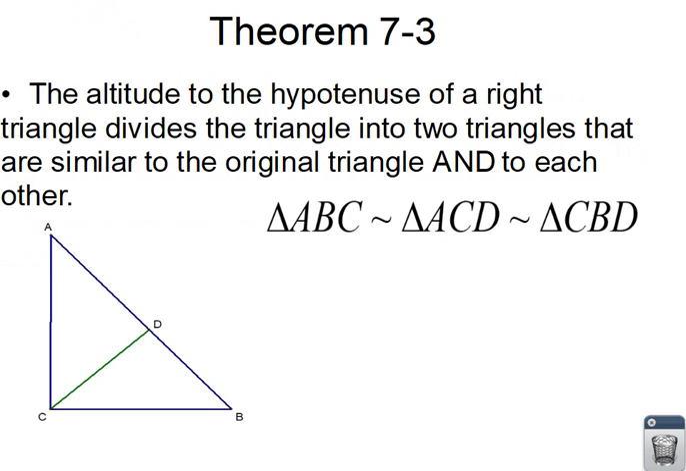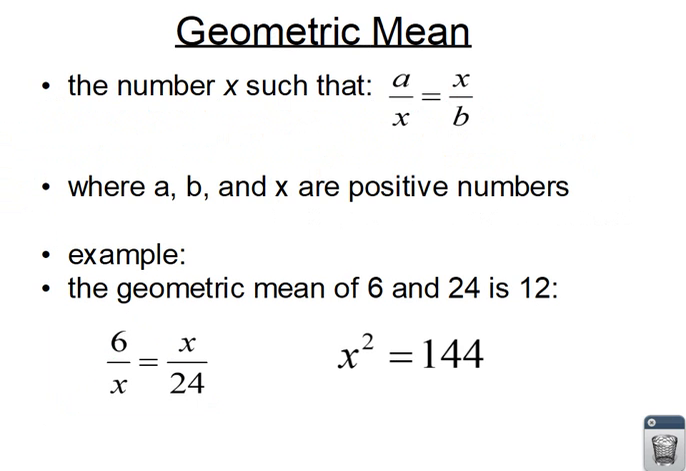Okay? First theorem. The altitude to the hypotenuse of a right triangle divides the triangle into 2 triangles that are similar to the original and to each other. So this is the picture that you should have drawn. And what this is saying is that all 3 triangles in this picture are similar to each other. So you're going to see me draw 3 right triangles in most of our problems for this.